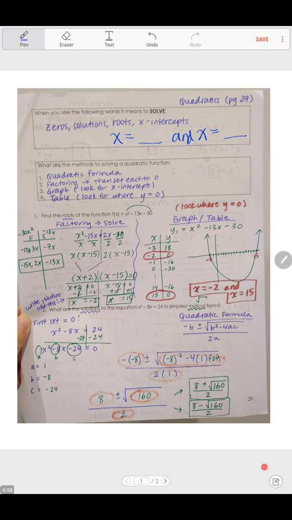So in the first one, find the roots of the function f of x equals x squared minus 13x minus 30. I start by using factoring. I also show the graphing and table method in case you want to see both side by side. So for factoring and solving, to factor, the first step is to multiply the first and the last term. X squared times negative 30 is negative 30x squared, and the sum has to be negative 13x.